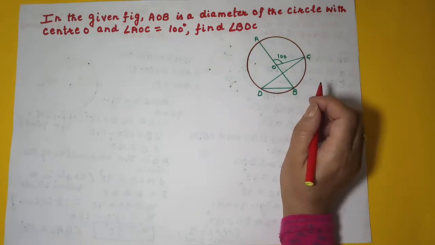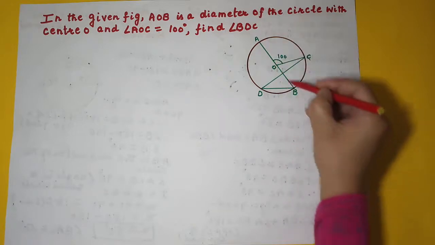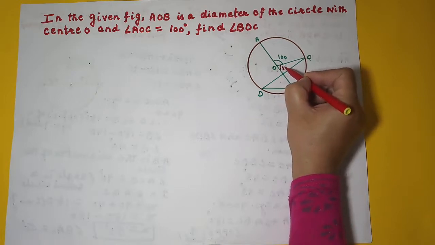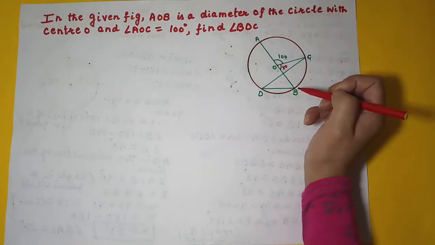So, what we will do is, if AOB is a diameter, that means AOB is a straight line. So, if this is 100, we can calculate this 100 as 80. Because these are supplementary angles, right?